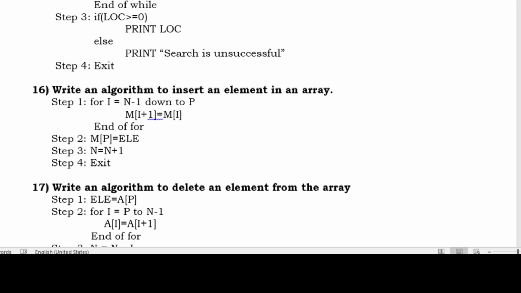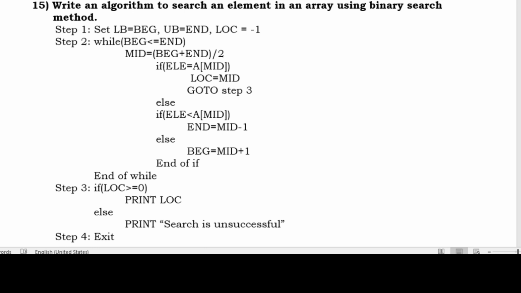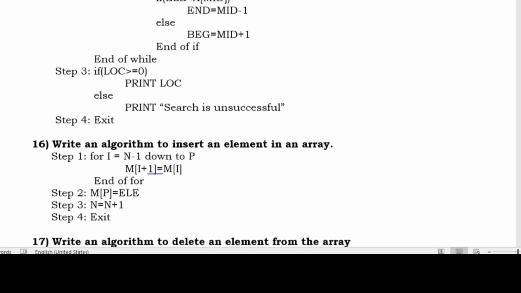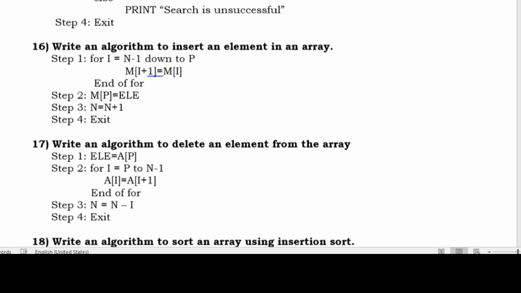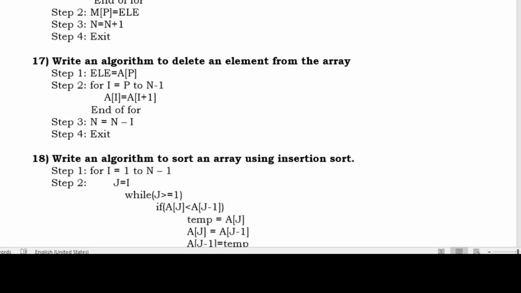So this is the binary search algorithm. You have to just practice it. You have to write and practice. Then you have inserting an element, which could be asked for 3 marks. Very simple algorithm. You can learn this algorithm. Insert or delete, any one could be asked for 3 marks.